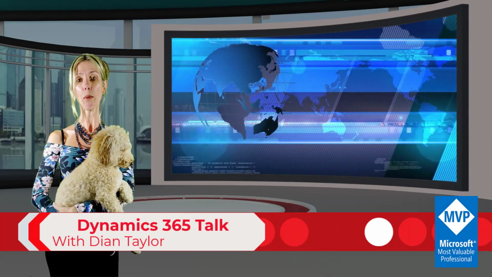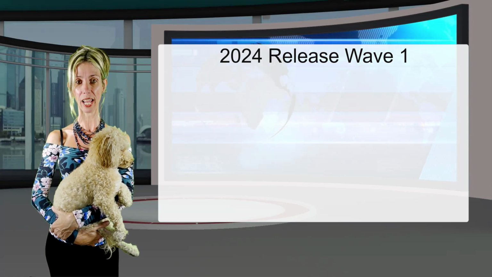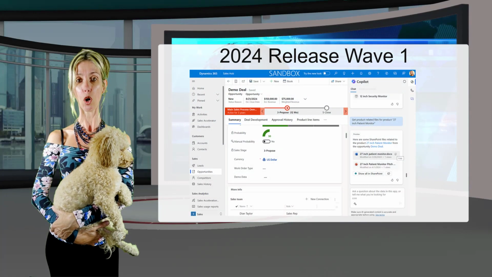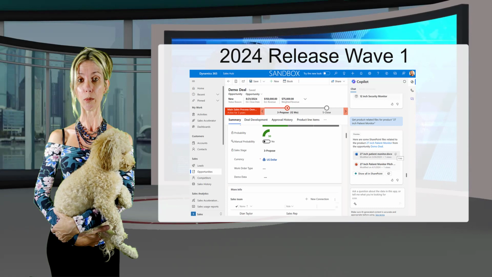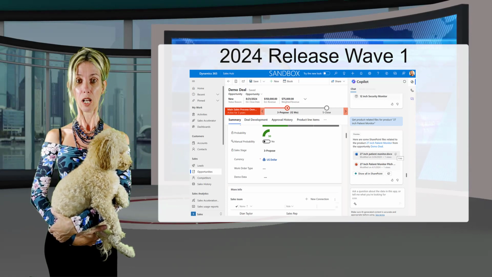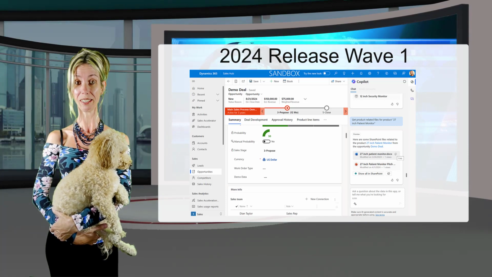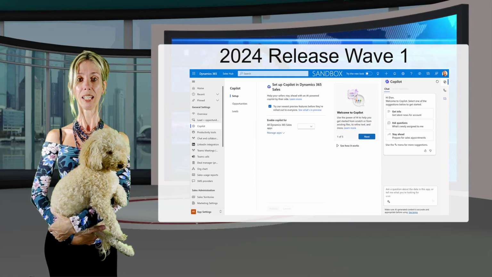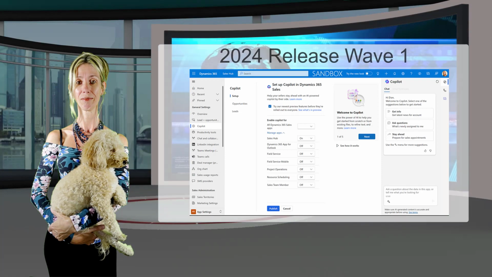In this video, I want to talk about another feature that's part of 2024 Release Wave 1, which is in preview today. This is a feature that will allow sellers to ask Copilot inside of Dynamics 365 for documents from SharePoint. A couple of things need to happen before your sellers can start to test this: you have to enable this in your environment. Let's take a look to see how this works and how you can enable this.